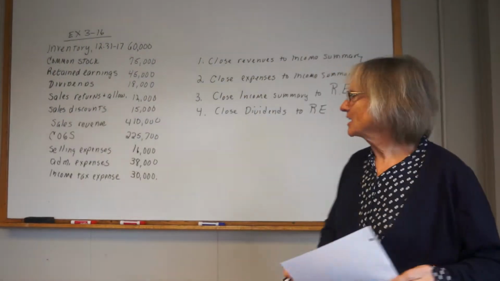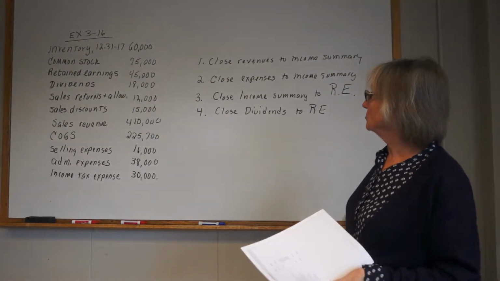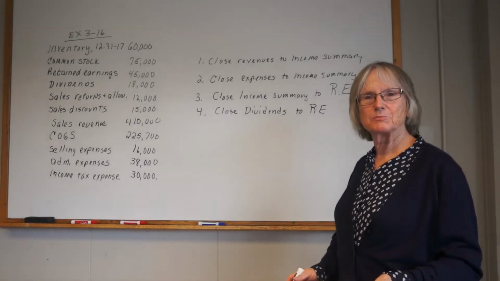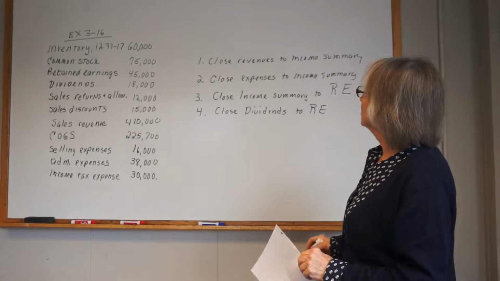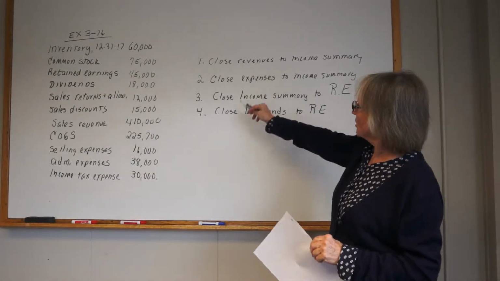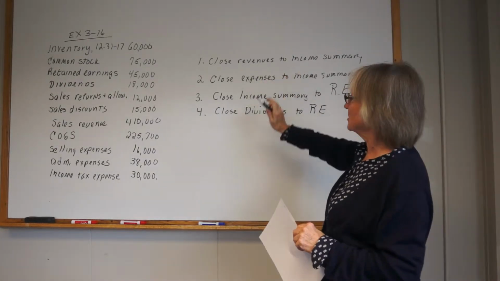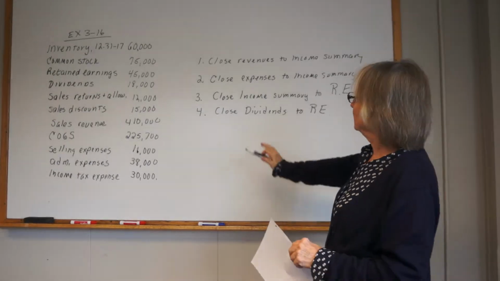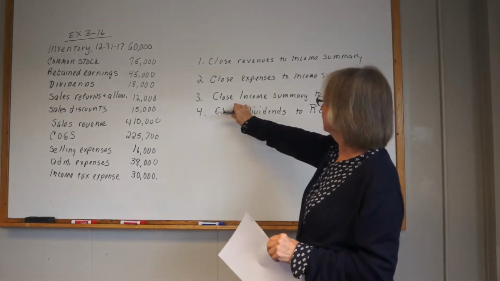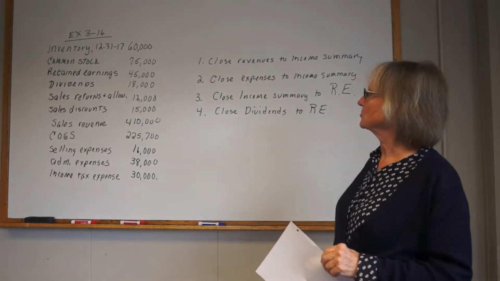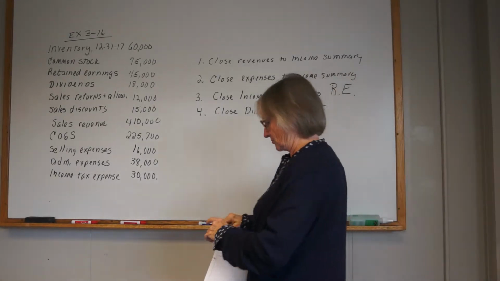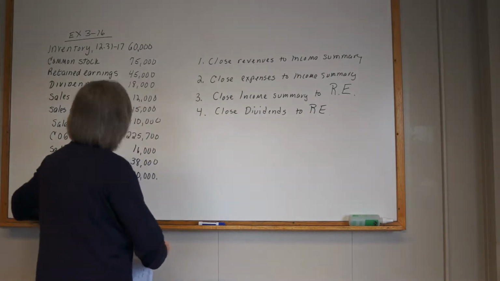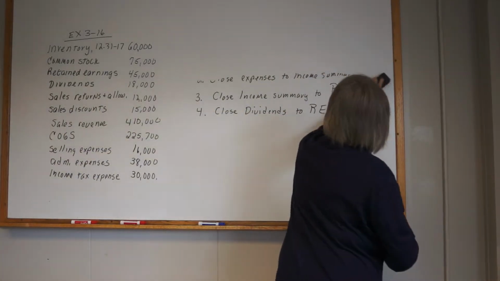Okay, so I'm going to use exercise 316 to go over closing entries, and this may be review for some of you, but we'll just go for it. So first of all, the closing process: you're going to close the revenues to the income summary. Remember these accounts. Close the expenses to the income summary, close the income summary to retained earnings, and then close the dividends directly to retained earnings. So let's just do that.